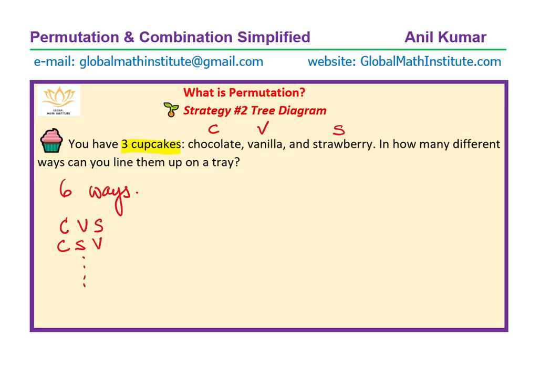And continue. Well, that's simple. But think about this. If I give you six or seven varieties of cupcakes, then it will be a very tedious job to make the whole list and come out with an answer. You get the whole idea, right? So that means we need a different strategy to get the answer.